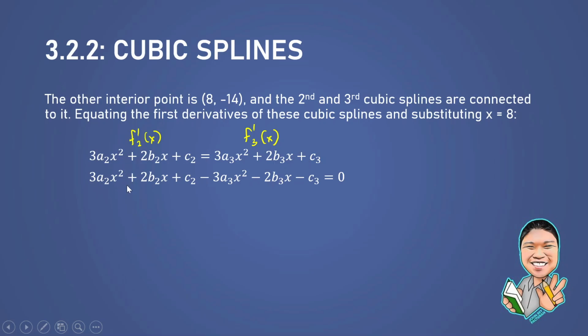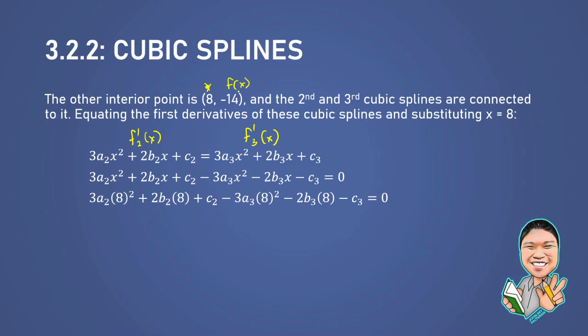So, that will be 3a sub 2 x squared plus 2b sub 2 x plus c sub 2 minus 3a sub 3 x squared minus 2b sub 3 x minus c sub 3 is equal to 0. Just substitute x is equal to 8 kasi nga, syempre, yung interior point natin. So, this is x, f of x. So, x is 8. 3a sub 2 of 8 squared plus 2b sub 2 of 8 plus c sub 2 minus 3a sub 3 ng 8 squared minus 2b sub 3 ng 8 minus c sub 3 is equal to 0.